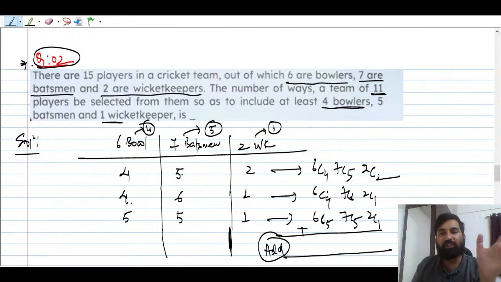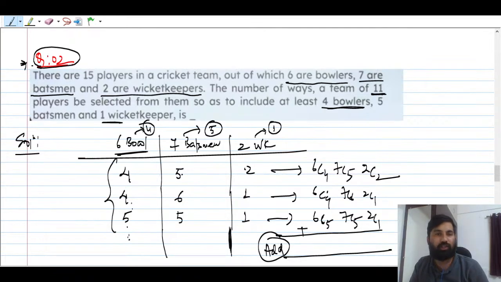How many of you understood this? That is very important, right? So if you are going to take 6 here, suppose you are thinking about taking 6, then at least 4 out of 6 bowlers, so you are taking 4, or you are taking 5, right? If you are taking other combinations, you can think about it. But these are the possible combinations that we can have: 4, 5, 2; 4, 6, 1; and 5, 5, 1.